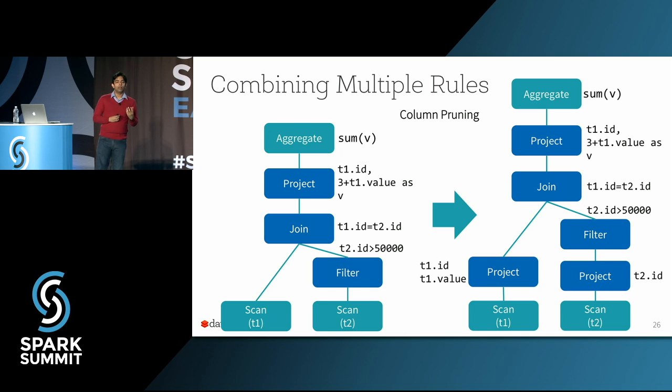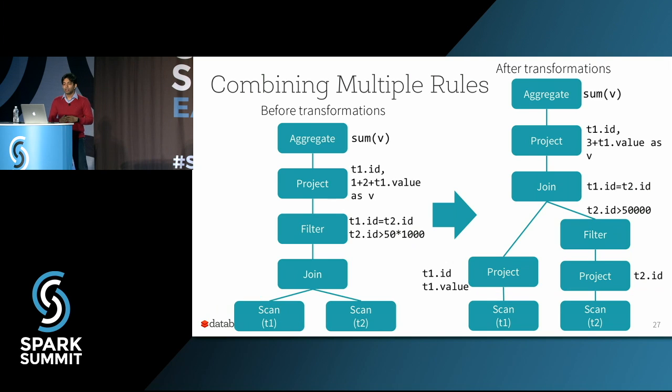Another possible rule is called column pruning. So normally, your data sets can actually have a large number of columns, but as we saw in this query, we only needed 3 columns to compute the output. We needed T1.id, we needed T2.id, and then we also needed T1.value. So in this particular case, the column pruning rule will be able to automatically insert these project operators that only select these particular columns from the underlying data, because your query just needs those to compute the final answer.